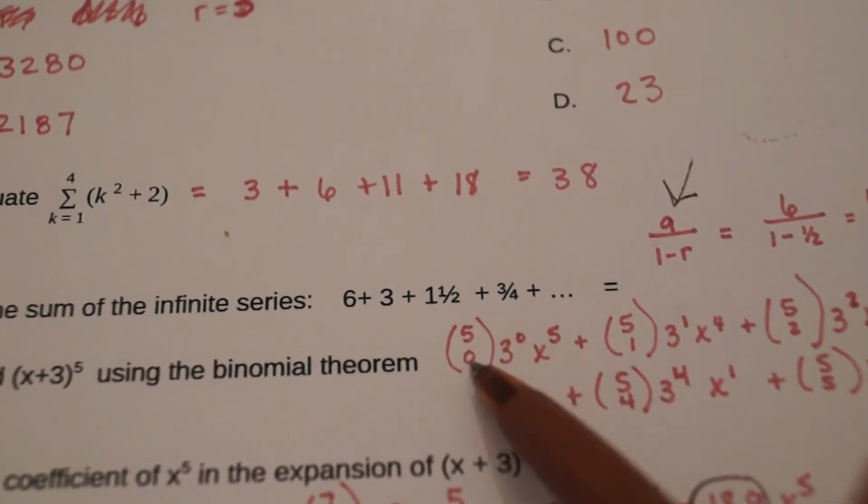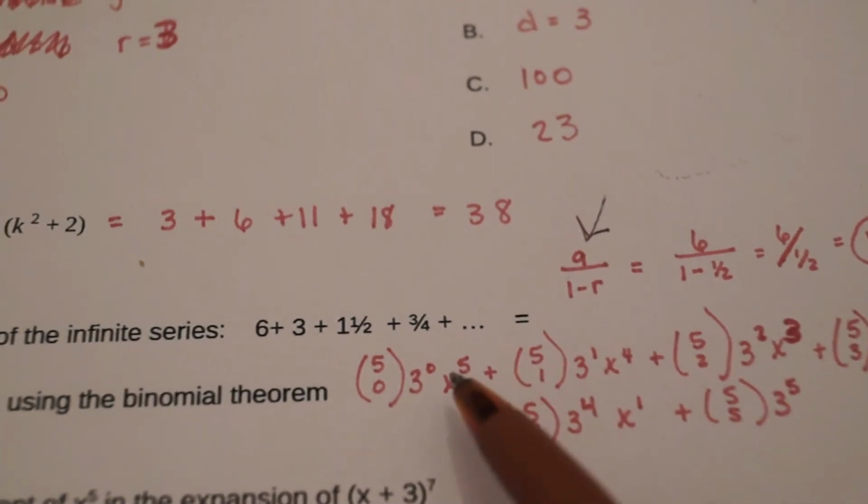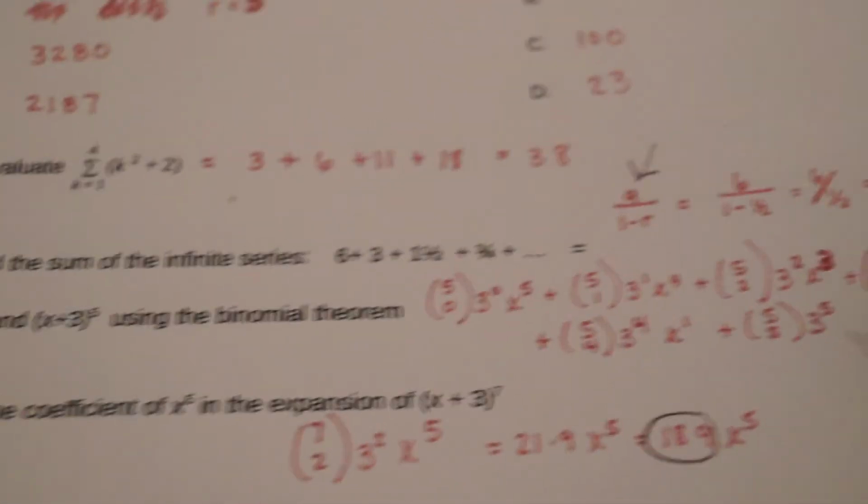It's actually going to be 5 minus 0 is 5, 5 minus 1 is 4, 5 minus 2 is 3, but it counts down all the way through. So there it is, expanded.